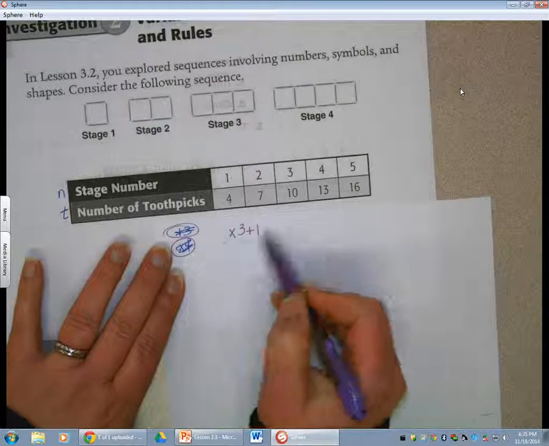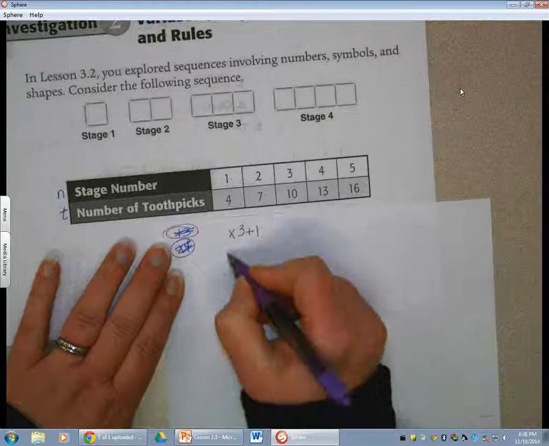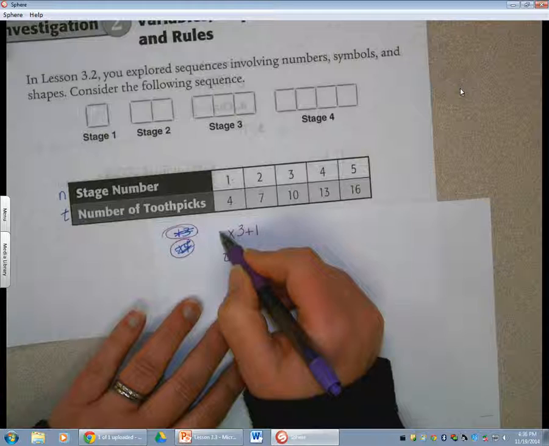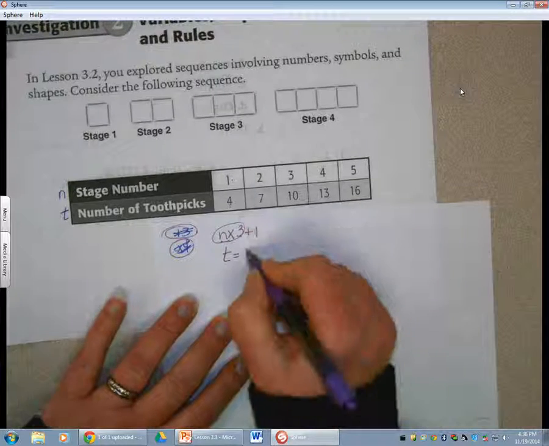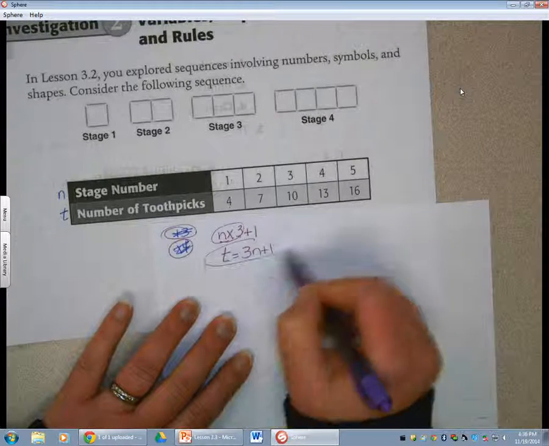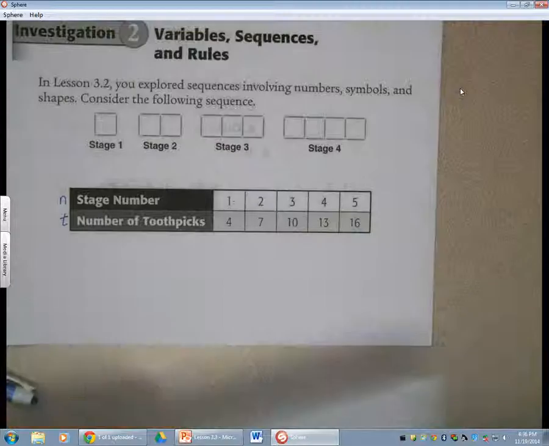Now, of course, this is not an algebraic equation. We don't want to turn in our rule in this format. So we want to say that the output, or T for total number of toothpicks, is equal to the stage number times 3. But again, that's not very algebraic in the format. So we want to do 3 times n plus 1. So this would be the rule for finding the total number of toothpicks. Now, of course, that's not the only variable we could look at here. We've got a lot of different choices. And part A wanted you to look at the number of squares in this pattern.